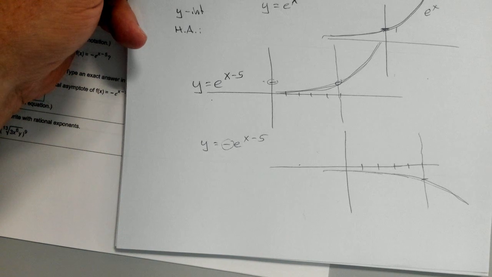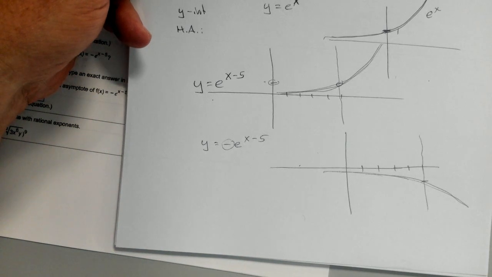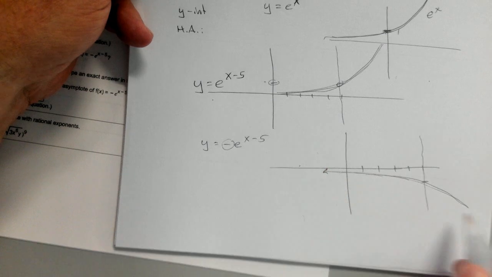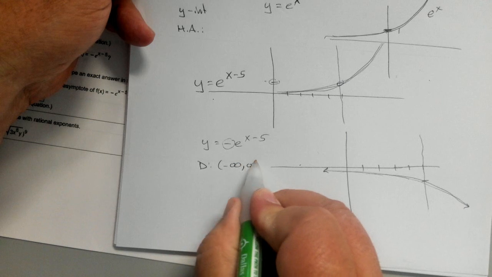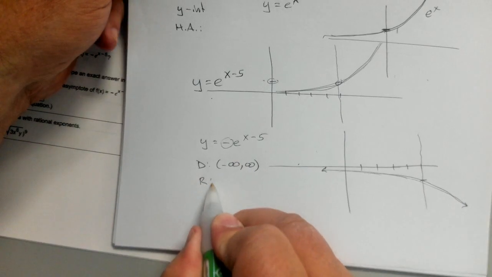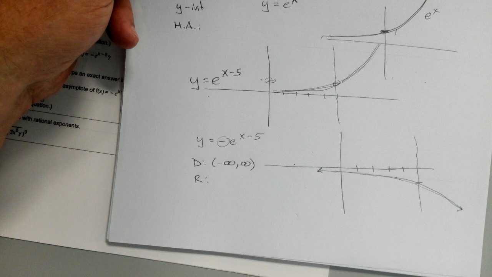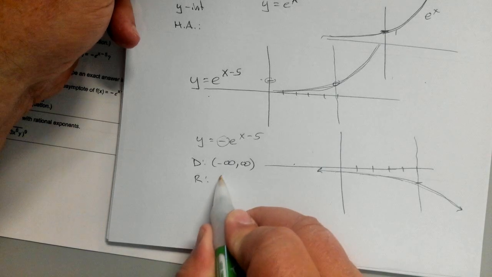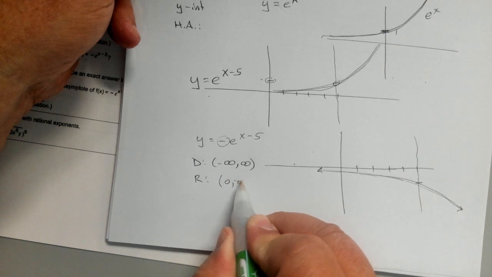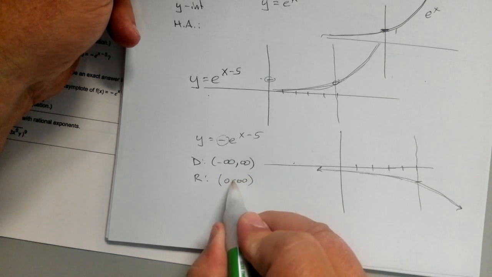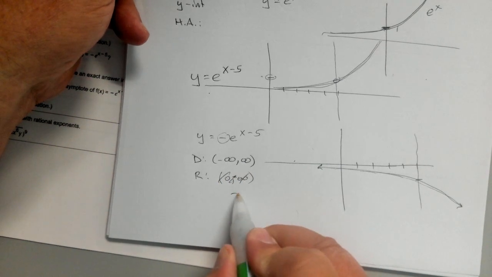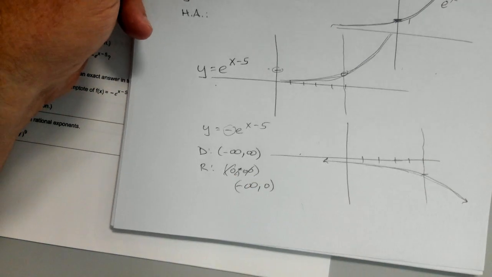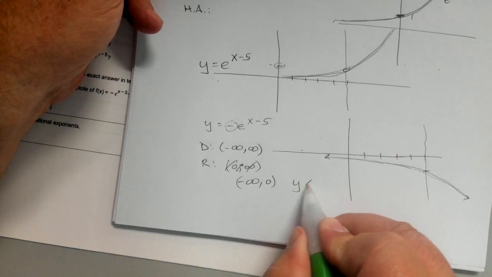So what's our domain? It goes from negative infinity to positive infinity. What's our range? Zero can't be included. It should be negative infinity, comma 0, smaller to larger. Or y is less than 0.